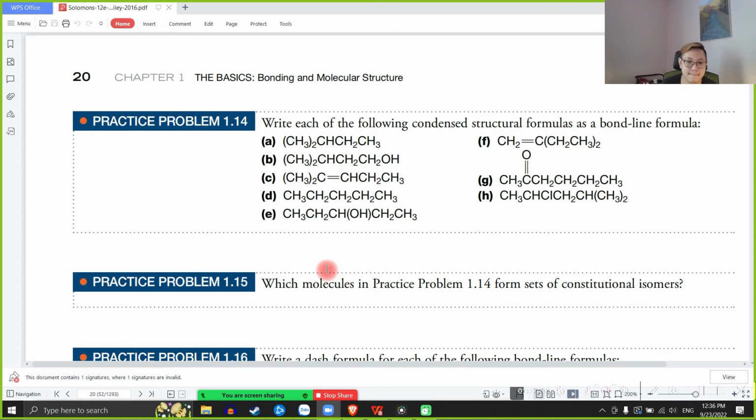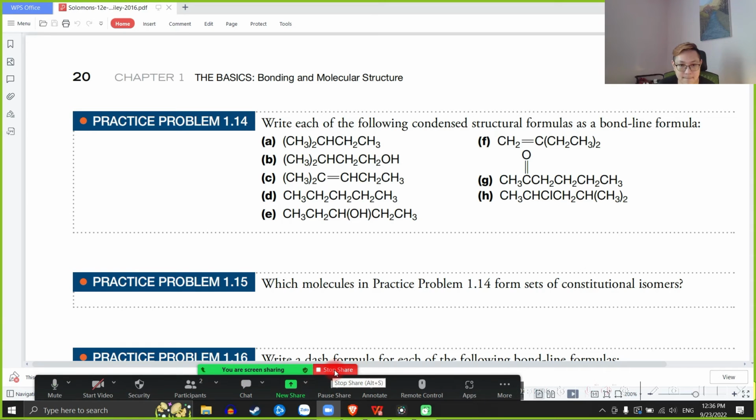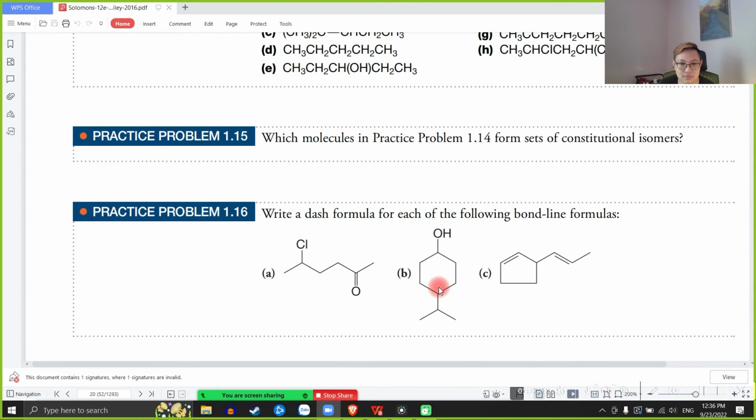Which one? Are you sharing screen now? No, I mean for the practice 1.16. Dash formula. Write a dash formula for each of the following bond line formulas. This should be easy because now you just have to write like C dash H, just write every atom out. Okay, that's what they mean by dash formula, yeah. Let me take a screenshot for that.